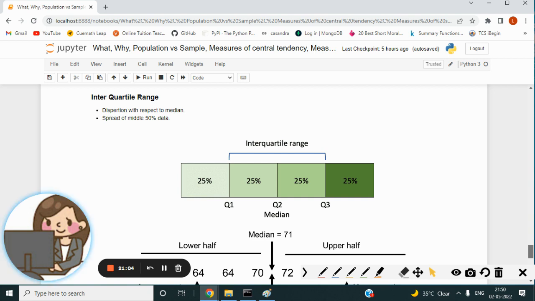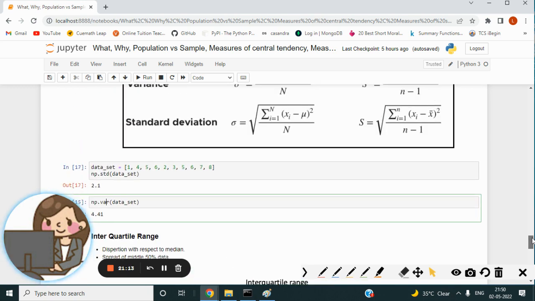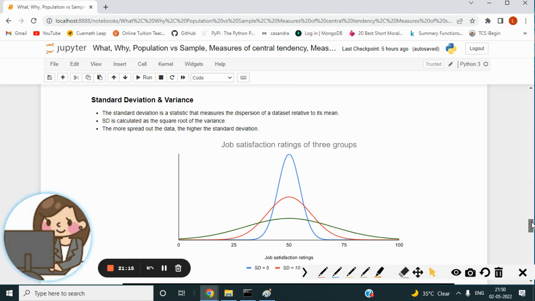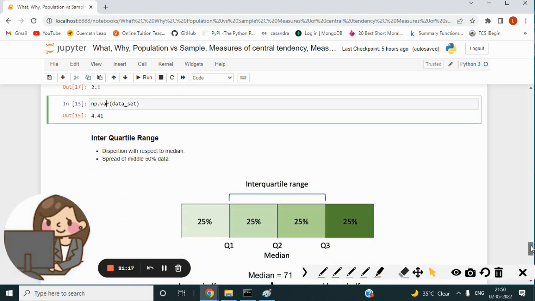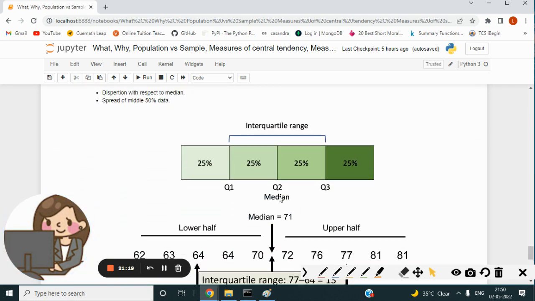Now, interquartile range. This is a method by which you can find the dispersion from the median. In case of standard deviation, we were finding the dispersion from the mean, but in case of interquartile range, we are finding the dispersion from the median.